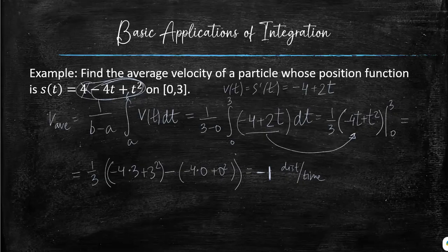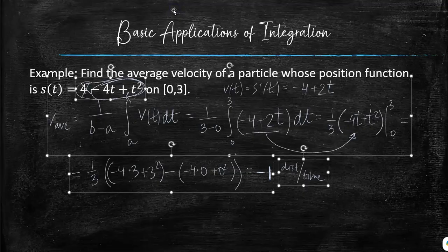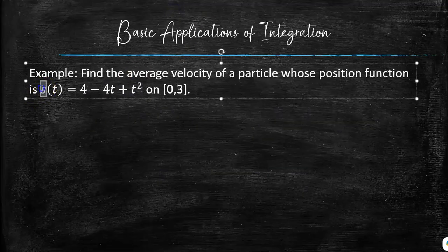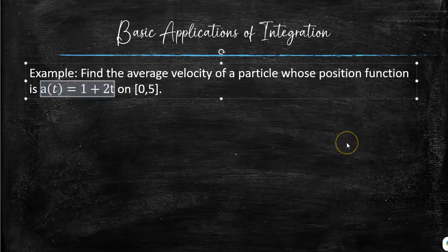Now, pause the video and let's try to answer the same question, but I'm going to give you the acceleration function instead. So a of t is given, a of t is 1 plus 2t, and the interval is from 0 to 5. Can you find the average velocity of the particle? I'm going to pause while you're thinking and then I'll answer this question in 3, 2, 1.